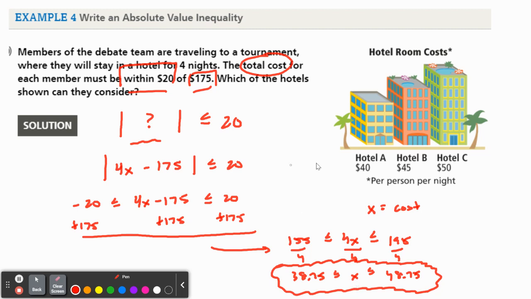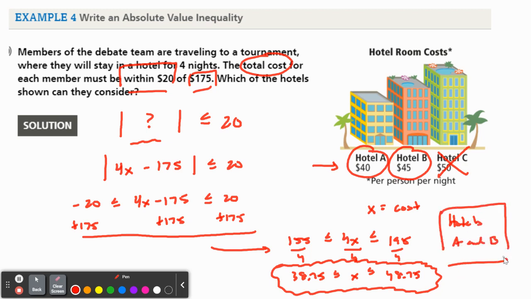So we're looking at the hotels. Here are your 3 choices of hotel. Hotel A, $40. $40 fits within this compound inequality. That would work. Hotel B, $45 fits within this compound inequality. That would work. Hotel C, $50. That is not less than 48.75. Hotel C does not work. So which of the hotels can they consider? They can consider hotels A and B, but not C.